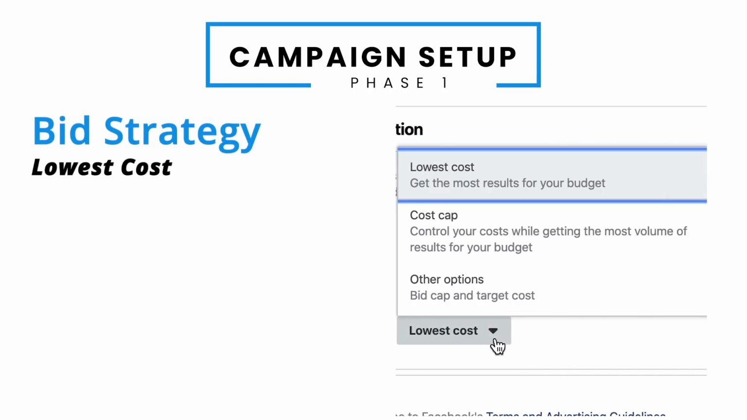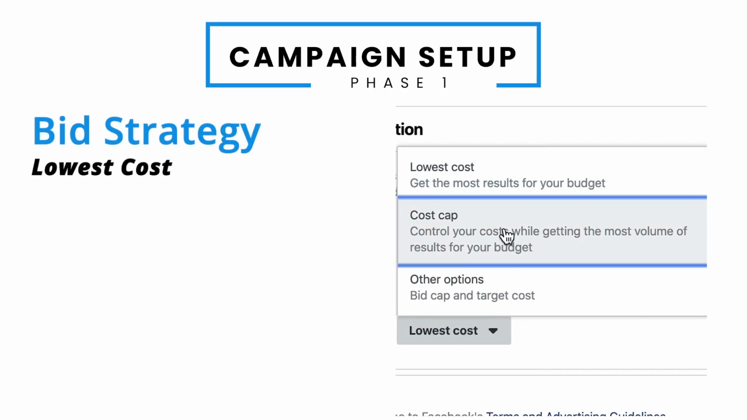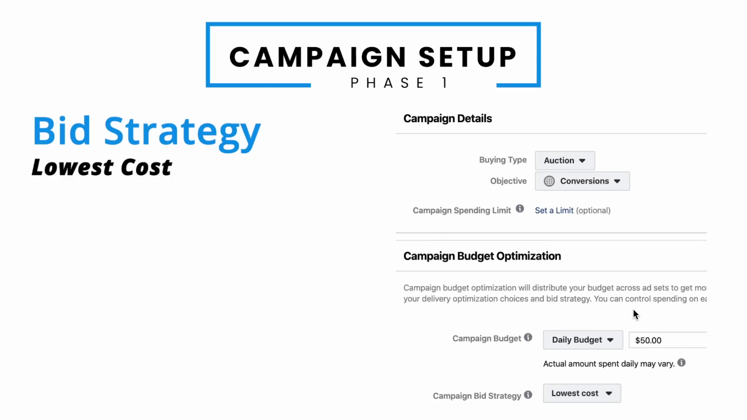We've played around with all the different options, but have found lowest cost to be the most stable, and we use it for more than 90% of our campaigns. You could try manual bidding with some of the other options, but it's definitely not a requirement and we won't explain it in today's video.